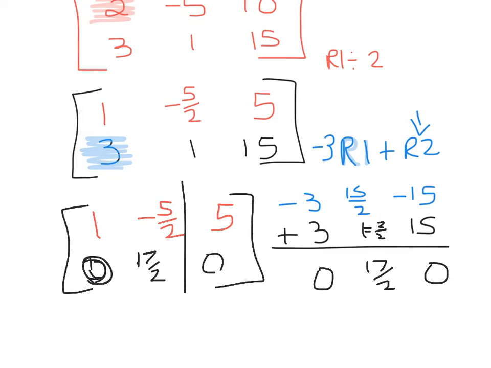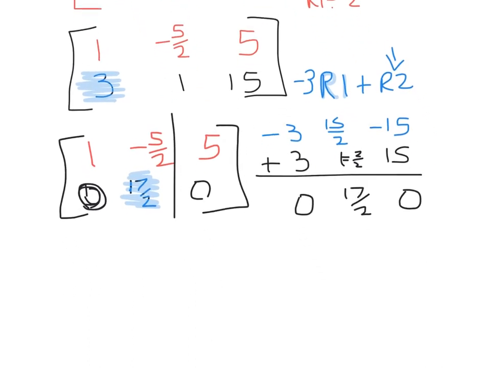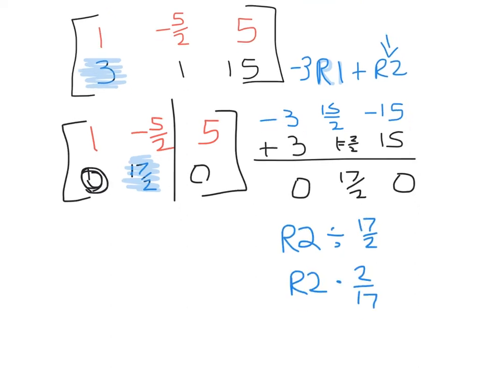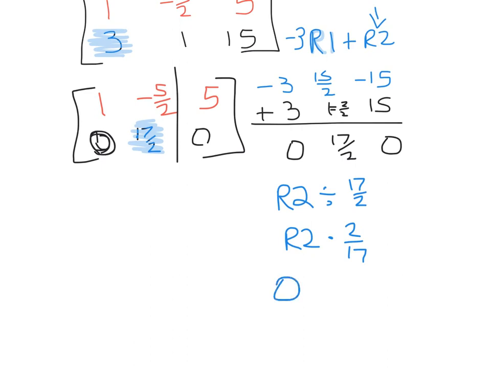I now need to make 17 over 2 become a 1. So now I'm going to take row 2 and I'm going to divide it by 17 over 2, which is really row 2 times 2 over 17. So then this will become 0, this will become a 1, this will become a 0. So my row 1 is the same, 1, negative 5 over 2, 5. Row 2 becomes 0, 1, 0.